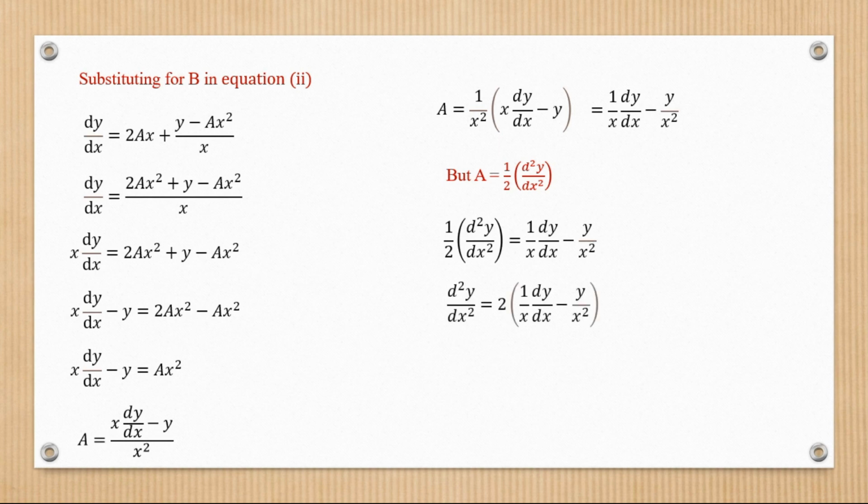Now I can see that I can cross multiply, and this a half, these two can multiply these values right here and I'll have it that way. So when I open brackets, this is what I have. I have 2 over x dy dx minus 2y over x squared. So bringing everything to the left hand side, I'll have it as second derivative of y minus 2 over x dy dx plus 2y over x squared being equal to 0, and that is the differential equation. And the reason I know this is now okay is because a and b have been successfully eliminated.